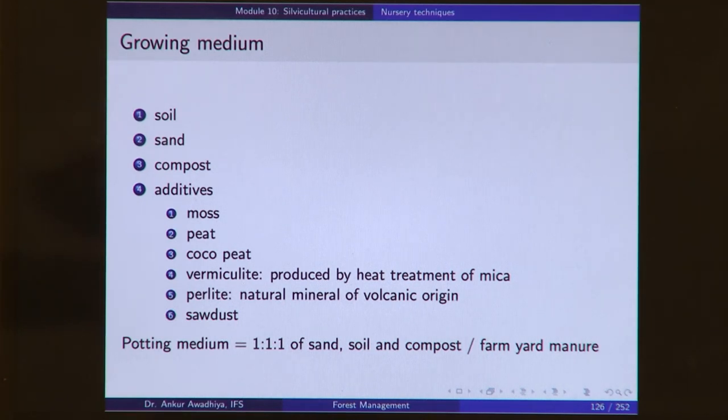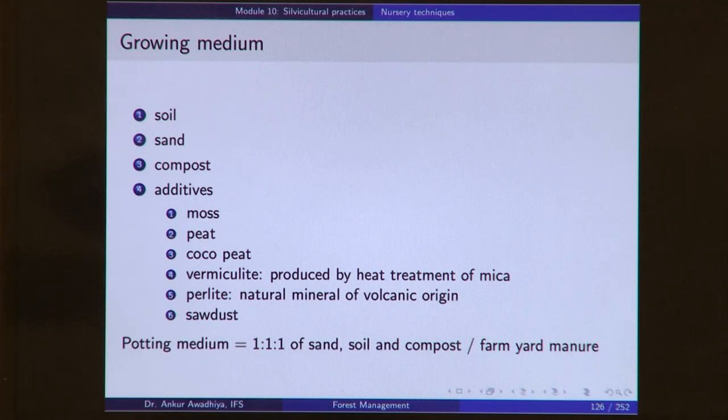Compost is added not only to fertilize the soil, but also to ameliorate the structure of the soil. So, organic matter is added and also we can add certain other additives such as moss. Moss is also added to change the structure of the soil, or we can add peat. Now, a peaty soil is a soil with a high organic content. So, when we are adding peat, we are increasing the organic content of the growing medium, or we can add coco peat, which is a replacement for peat for those areas where we do not have access to peat. So, it is made out of coconut shells, or we can add vermiculite.